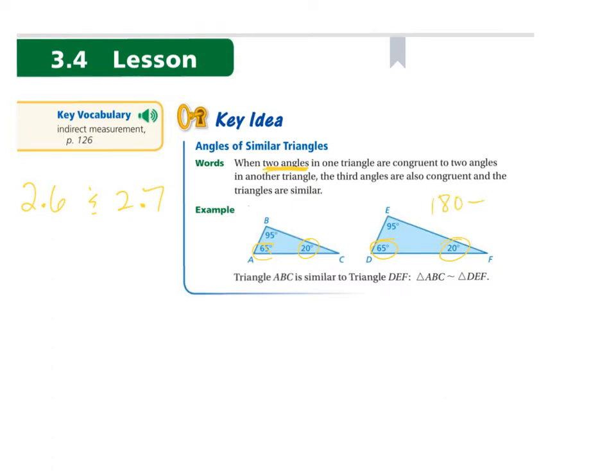minus 85 is going to give us 95, and then 180 over here minus that same 85 is going to give us this 95. So if this was the missing number, it obviously has to be that. If I knew the two yellow ones were the same, the third one has to be the same because it'd just be 180 minus that number. So hopefully that makes sense fundamentally.